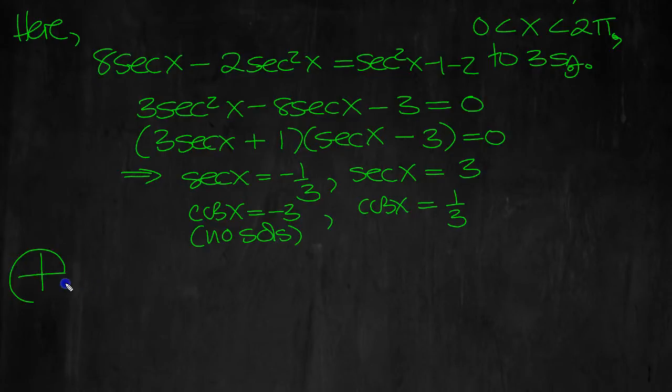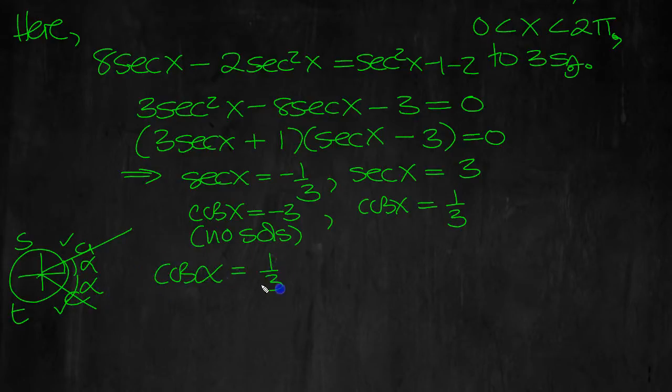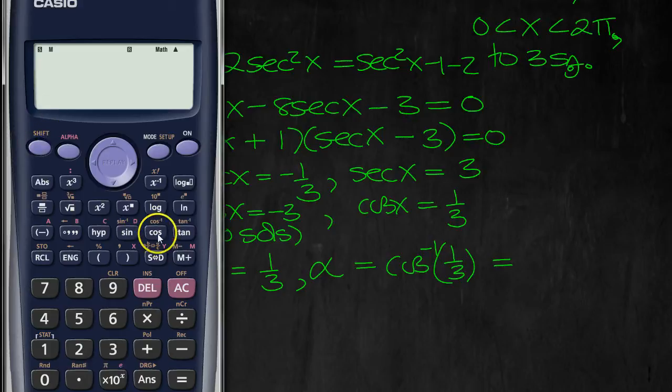So let's draw a circle. CAST, around one full circle. Cos is positive here and here. So draw 2 lines in those quadrants. Mark off alpha, the associated acute angle, and simply write cos alpha is equal to 1/3. So then alpha is equal to shift cos of 1/3 in radians mode. So let's type it in. Shift cos of 1 divided by 3 in radians mode.